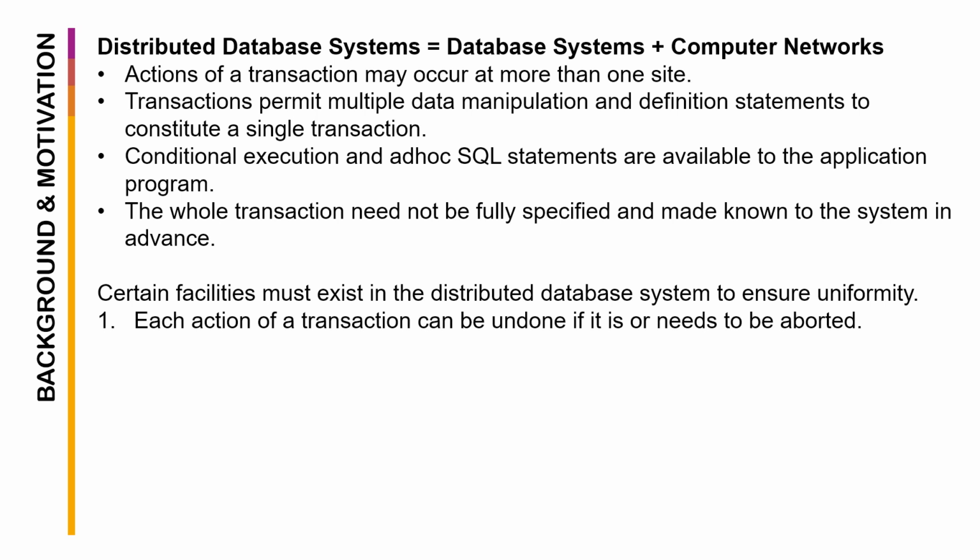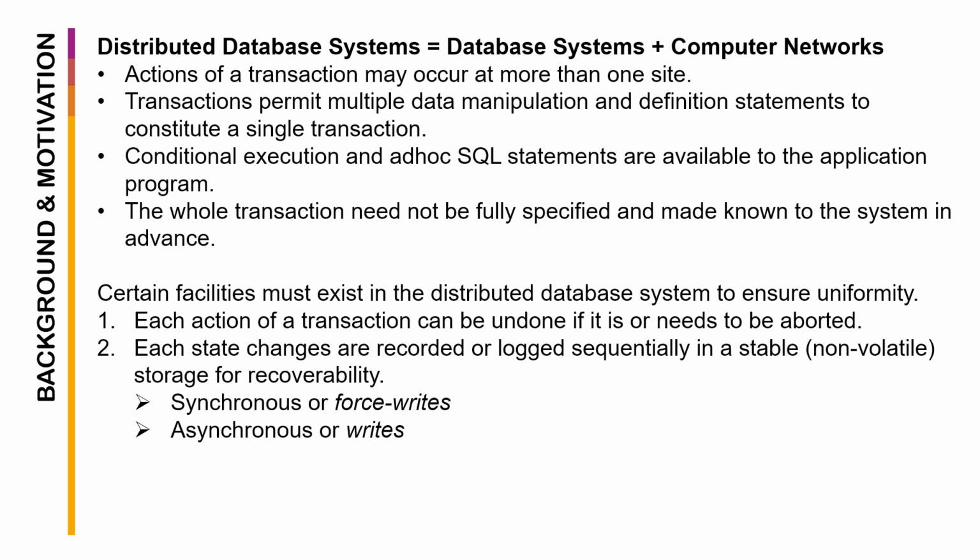First is that each action of a transaction can be undone if it needs to be aborted. This means that each process is able to provisionally perform the actions of a transaction. Second is that state changes are recorded or logged sequentially in a stable or non-volatile storage for recoverability. And since we are talking about multiple physical databases within a network, each database has to have a log for this purpose. Now, there are two ways on how logs can be written.